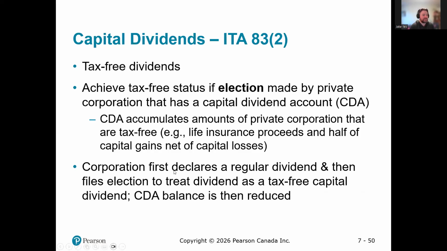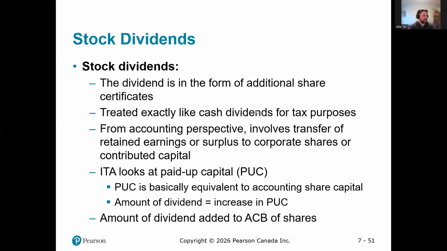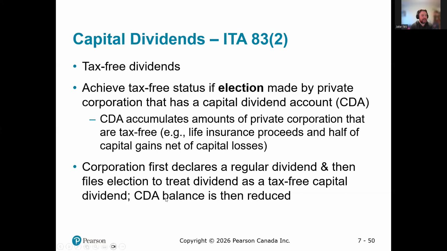So a corporation must first declare a regular dividend and then file an election to treat that dividend as a tax-free capital dividend. When they do, their CDA balance is then reduced because you're paying out of that tax-free account. So when that CDA gets to zero, the rest of the dividends have to be taxable.